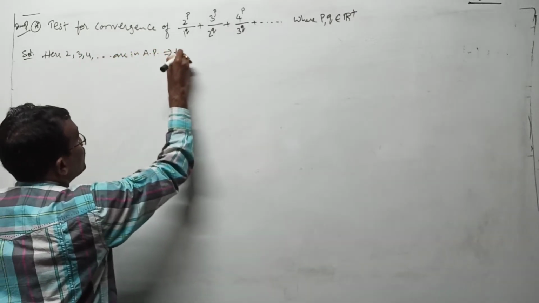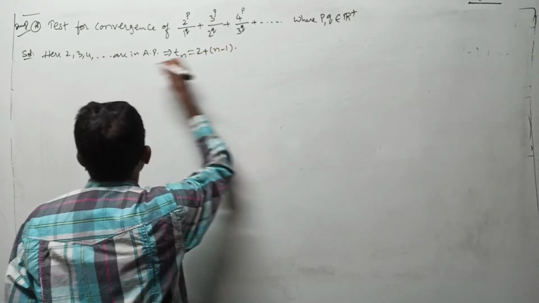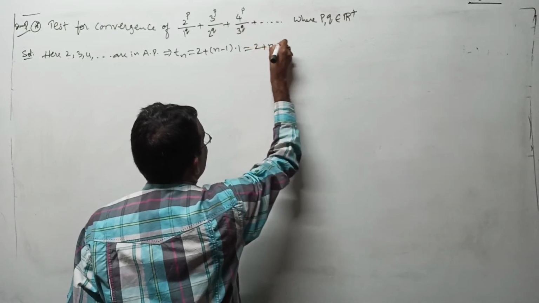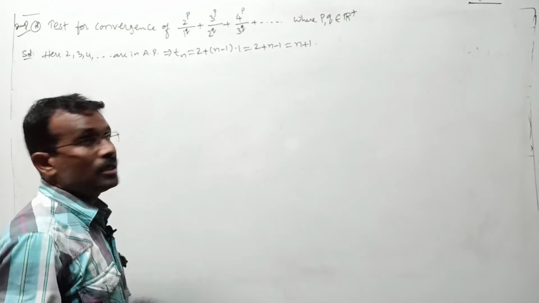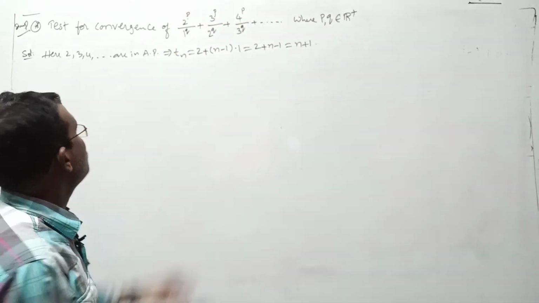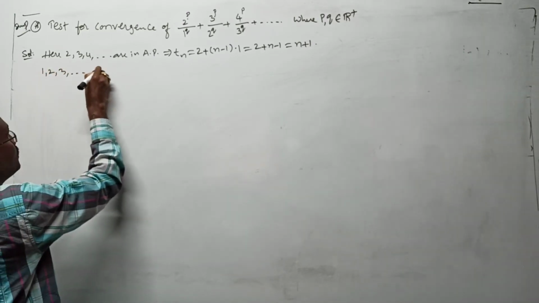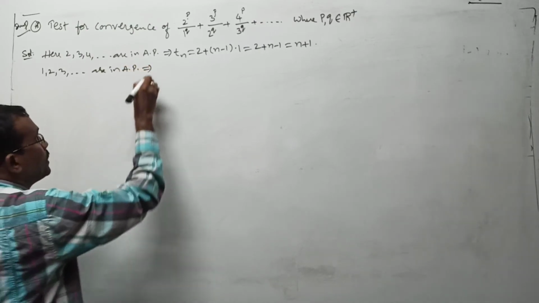This implies Tn is equal to a plus n minus 1 into d, where d is 3 minus 2, 1. It is 2 plus n minus 1, n plus 2. Sorry, n plus 1, my big fault. That means the numerator of un is n plus 1 whole to the power of p. Go to the denominator, 1, 2, 3 and so on are in AP. Directly you can write the nth term, it is n. No need to do this work, but I am doing it properly.